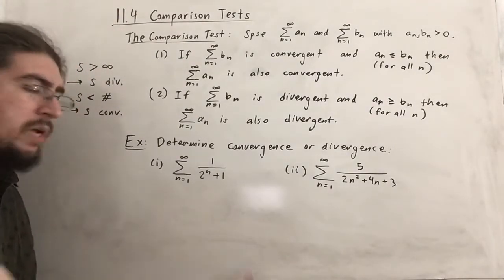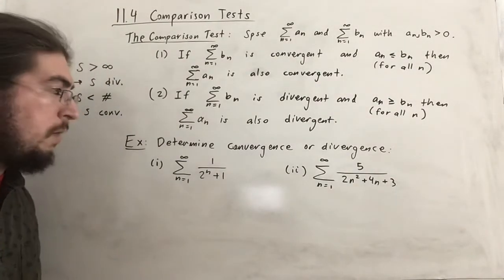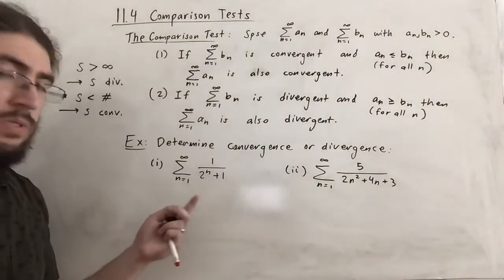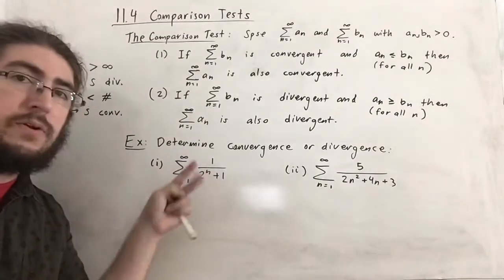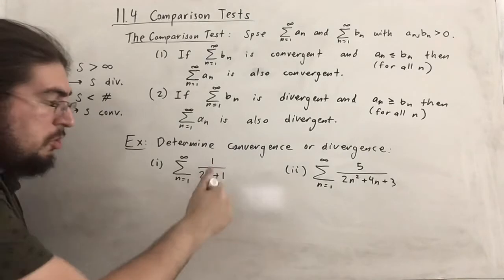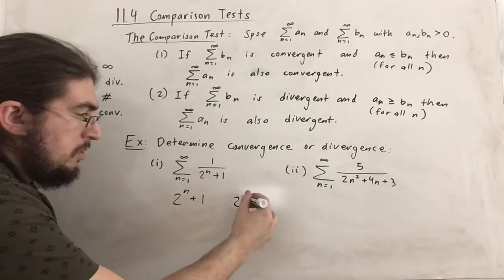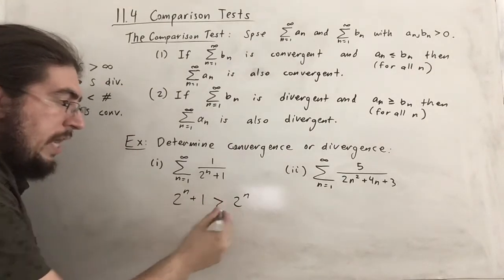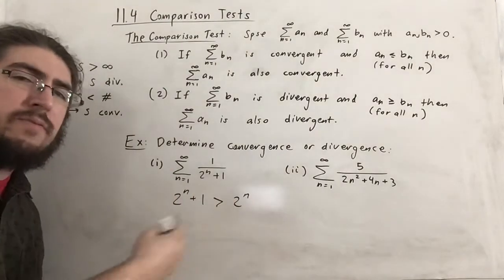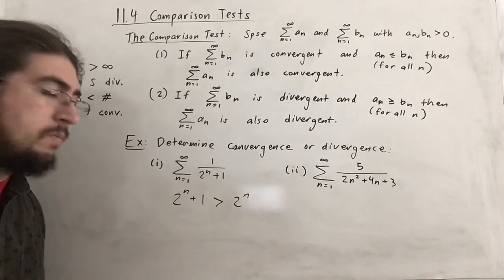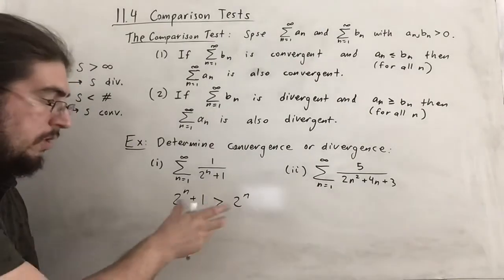Basically, we're looking at the denominator only, and we want to compare the denominator to something that doesn't have all of this other junk. So imagine just 2 to the n. So how does 2 to the n plus 1 compare to 2 to the n? Well, clearly adding 1 will give you a greater number, and of course 2 to the n and 2 to the n plus 1 are positive terms for all n. So okay, this is fine.